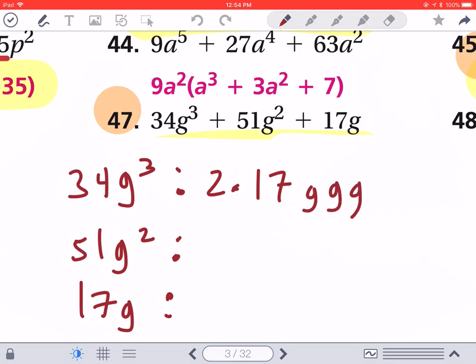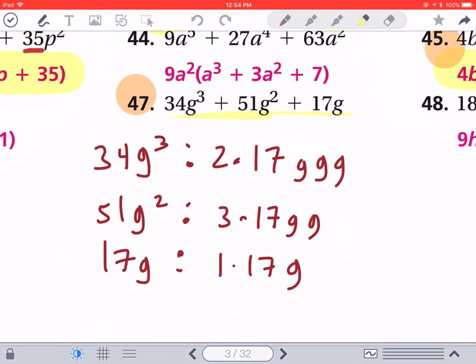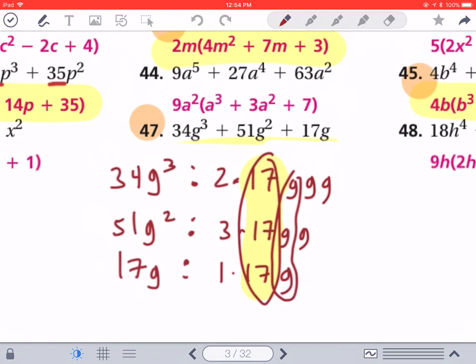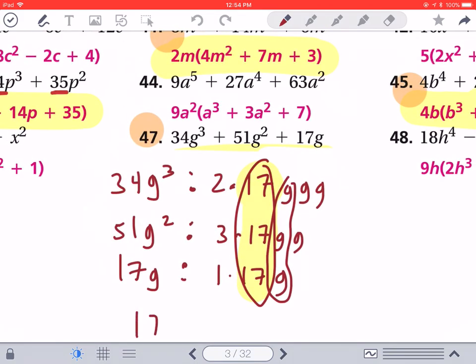And then this one, 51, is going to be 3 times 17, and that has 2 g's there. And then 17 is just 1 times 17. Don't need to write the 1, but I can write 1 times 17, and then g. So the greatest common factor is 17, and then they all have 1 g in common. So I can factor out that 17g.